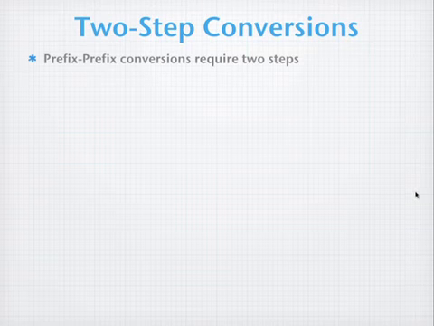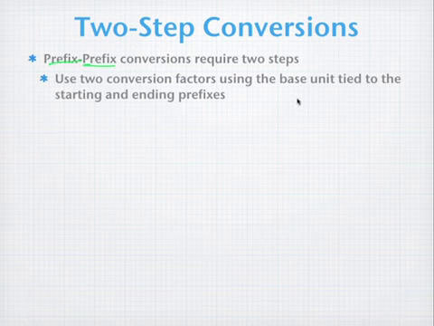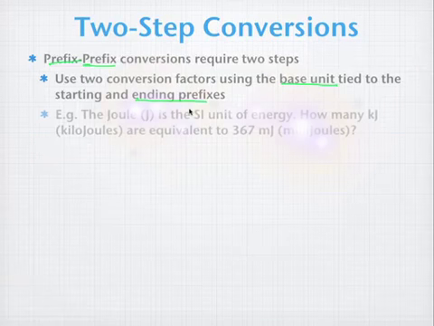Two-step conversions are going to be required if we go from one metric prefix to a second metric prefix. When we do this, we're always going to go through the base unit. We're going to start converting one prefix to the base unit, and we'll convert the base unit to that ending prefix. So let me show you how that works.